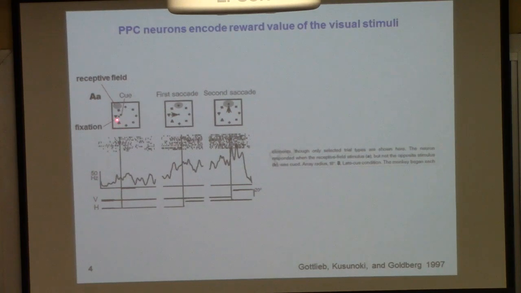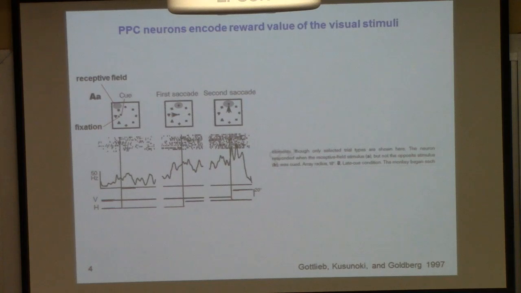So here's a monkey that's looking at this fixation point here, this little tiny black dot. It's called fixation. And there are these eight symbols on the screen. Now, the cell that they're recording from in the parietal cortex has a response field out here. And as you know, this response field is attached to fixation. So if the fixation were to move here, the response field would be moving with it.